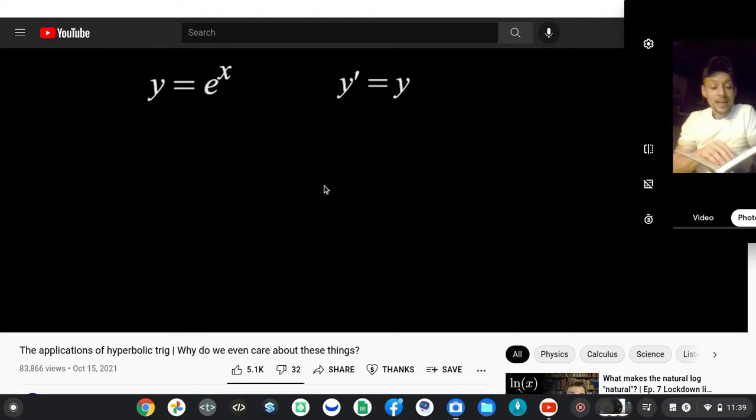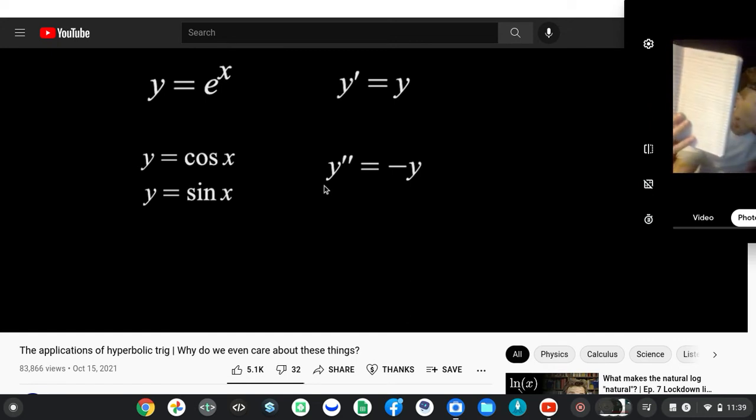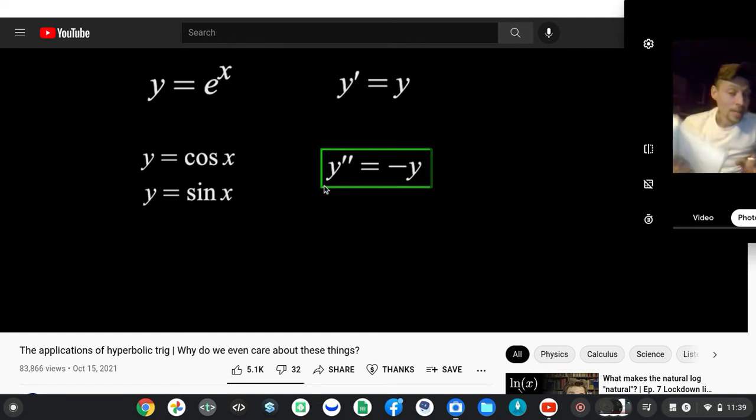For the functions sine and cosine, they have the property where the second derivative equals the negative of the original function. The second derivative of sine of x is negative sine of x. If I just wanted to make functions satisfy this differential model, I can make it.